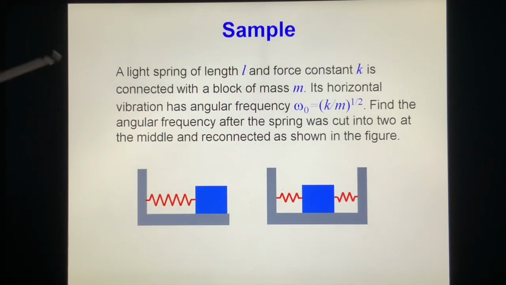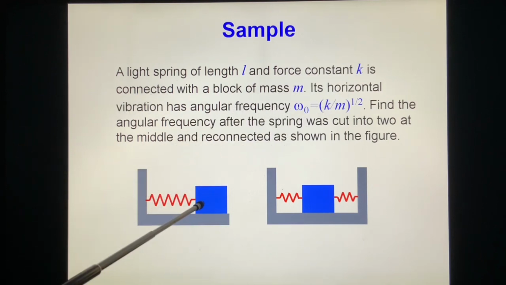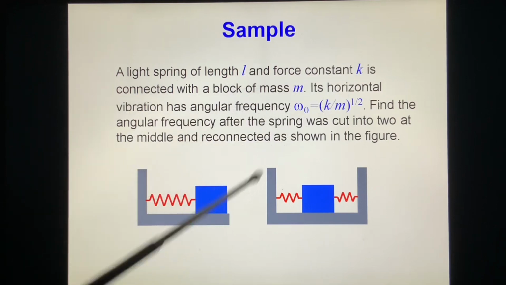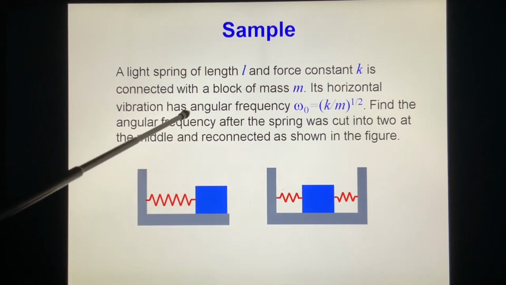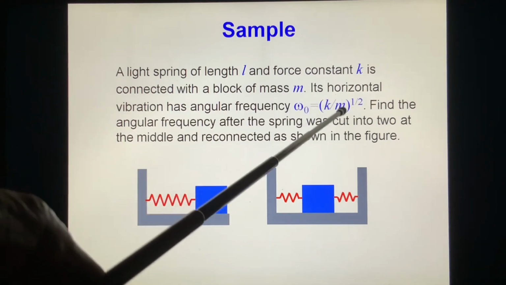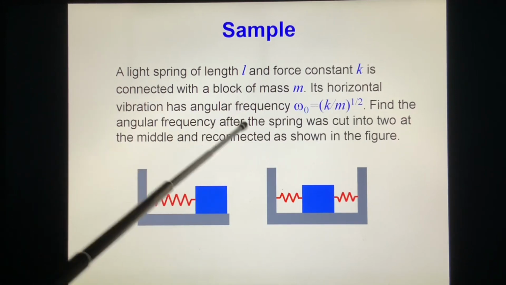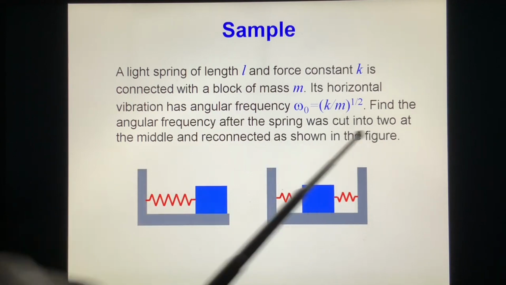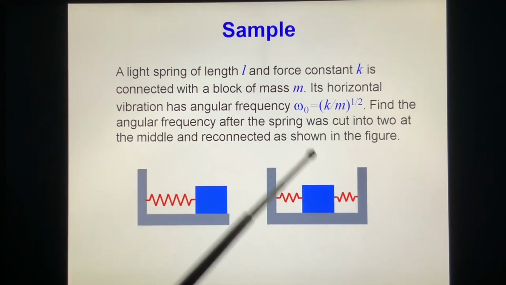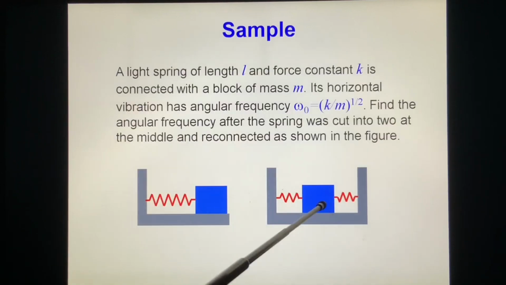Sample. A light spring of mass less and force constant k is connected with a block of mass m. Its horizontal vibration has an angular frequency omega 0 equal to square root k over m. Find the angular frequency after the spring was cut into two at the middle and connected as shown in the figure. Okay, that's just a little bit complicated. Now let's first see this one.